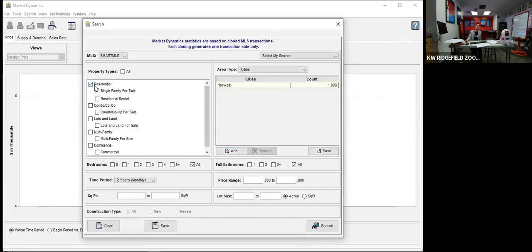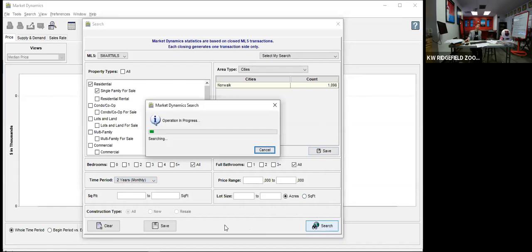So you're asking it to run a report on residential single-family properties in Norwalk in this time period, the last 2 years, with monthly numbers. I will tell you that 3 years quarterly is not as impactful because you're now looking at quarterly stats. And 1 year monthly and 6 months weekly, there's not enough data to show you trends. So we like to keep it on the 2-year monthly trend line so that you get what you're expecting to see. And you hit search.